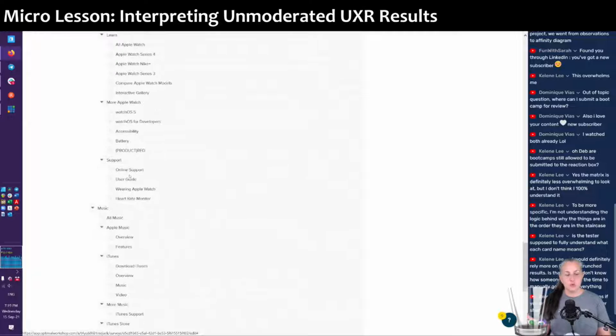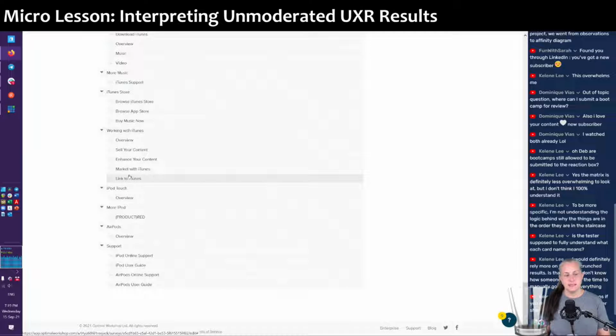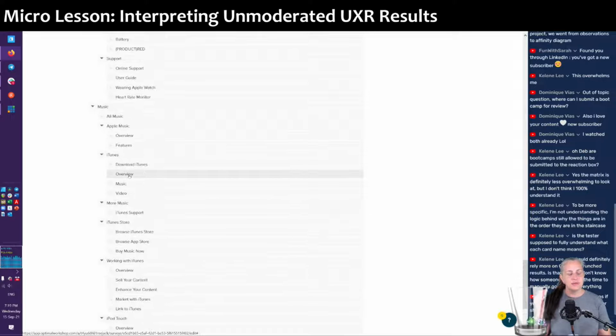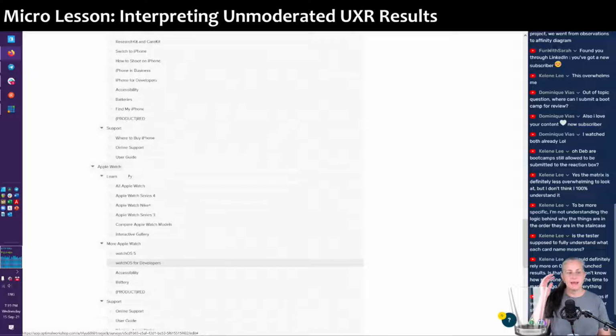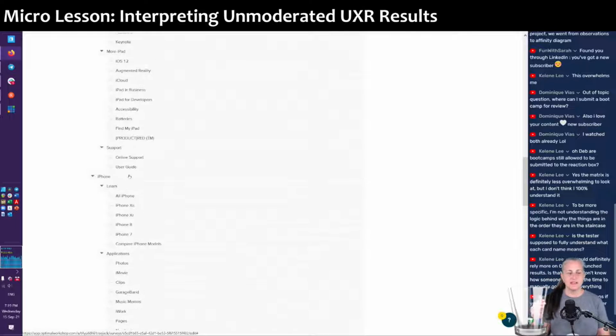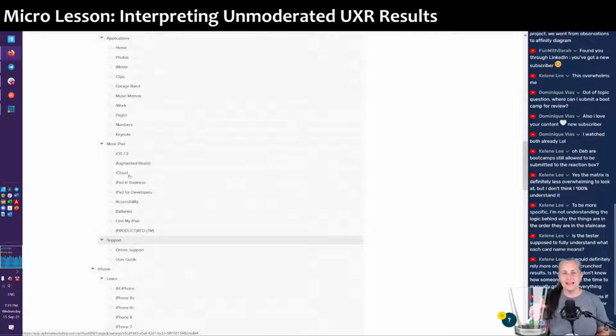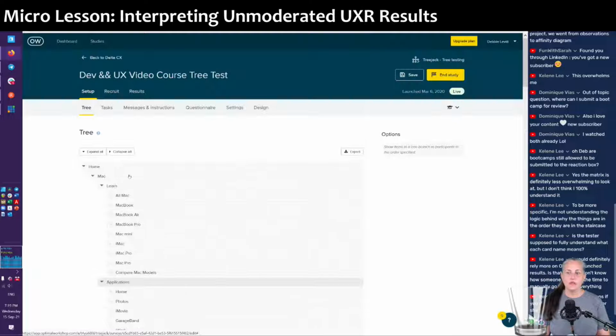So this was the tree that I built. Yes, this took me an hour or two to put in. It sucked, but I put all these in by hand. I built out my tree with my top level, my second level, my third level. I had recreated that Apple website navigation so that now we can do our tree test.